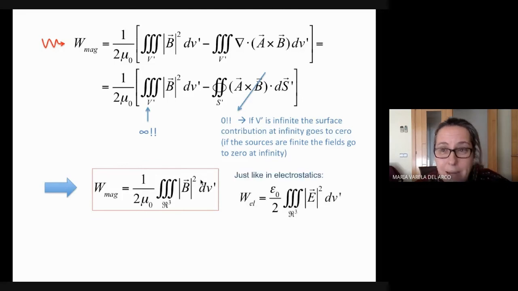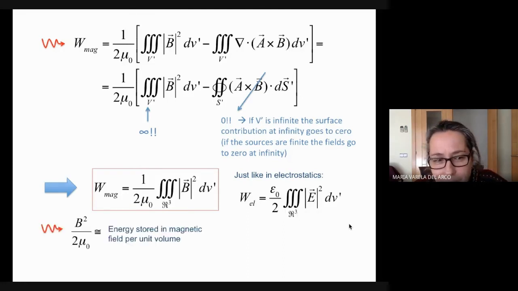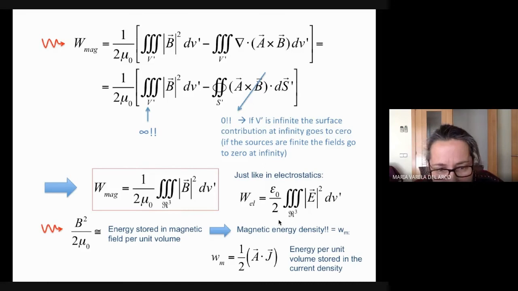So similar to our electrostatic energy, where the electric energy was epsilon naught over 2 times the volume integral of E squared. Same thing. And as a matter of fact, what's inside the integral, B squared over 2 mu naught, is the energy stored in the magnetic field per unit volume. In other words, the density of magnetic energy, just like E squared times epsilon 0 over 2 was the density of electrostatic energy. So what's inside the integral, be it this one or my 1/2 of A dot J, is the energy per unit volume stored in the current density, which is where the magnetic field is defined.